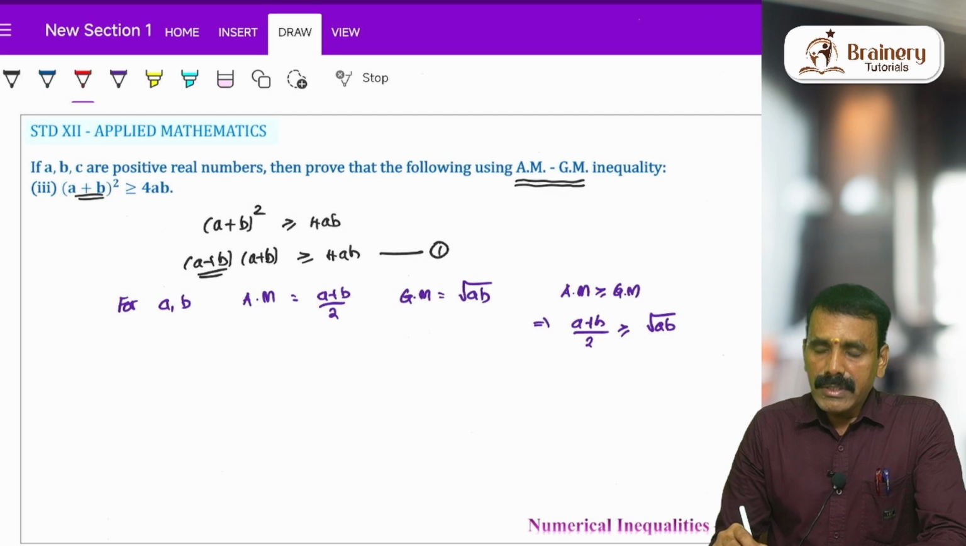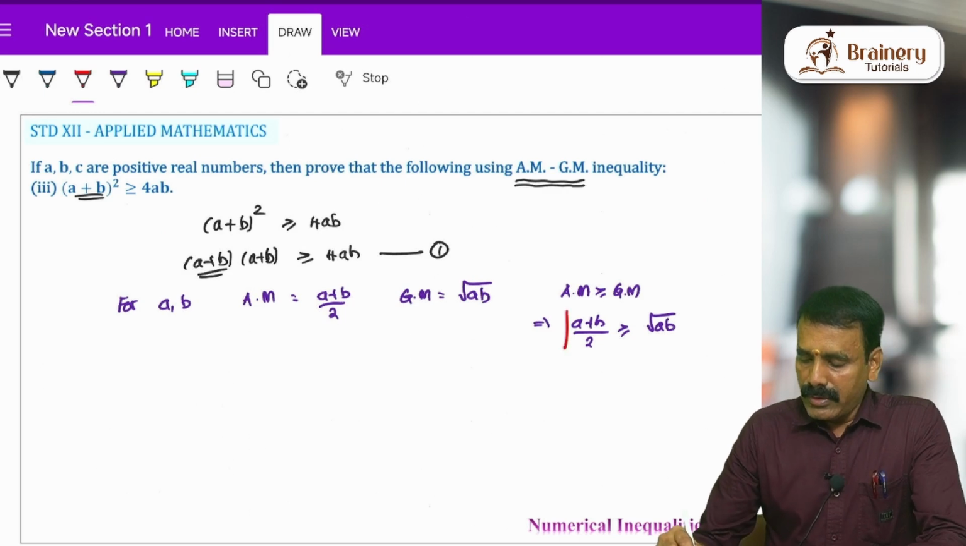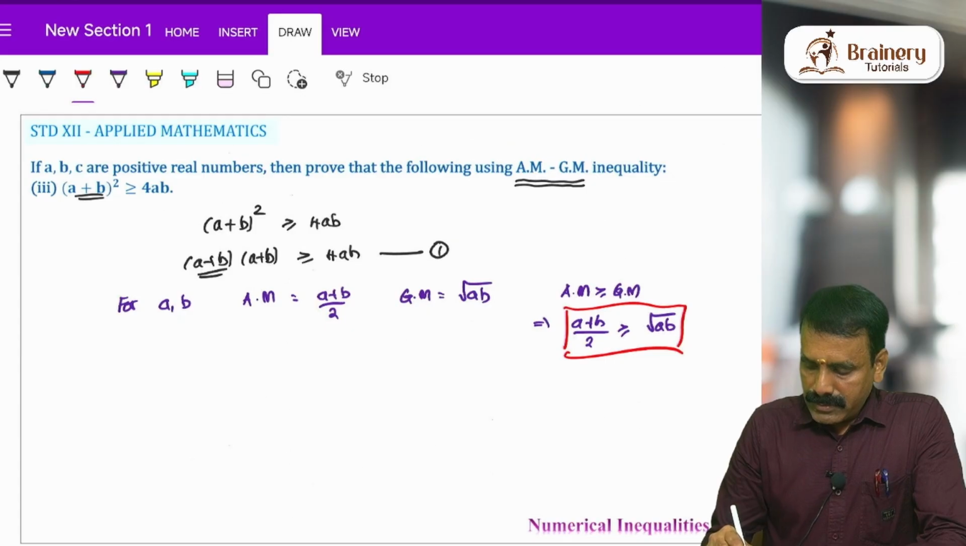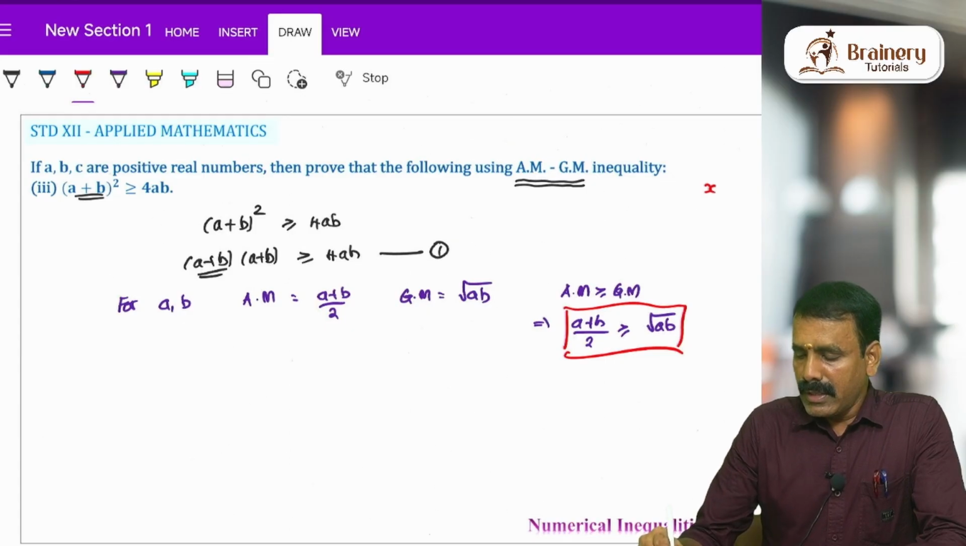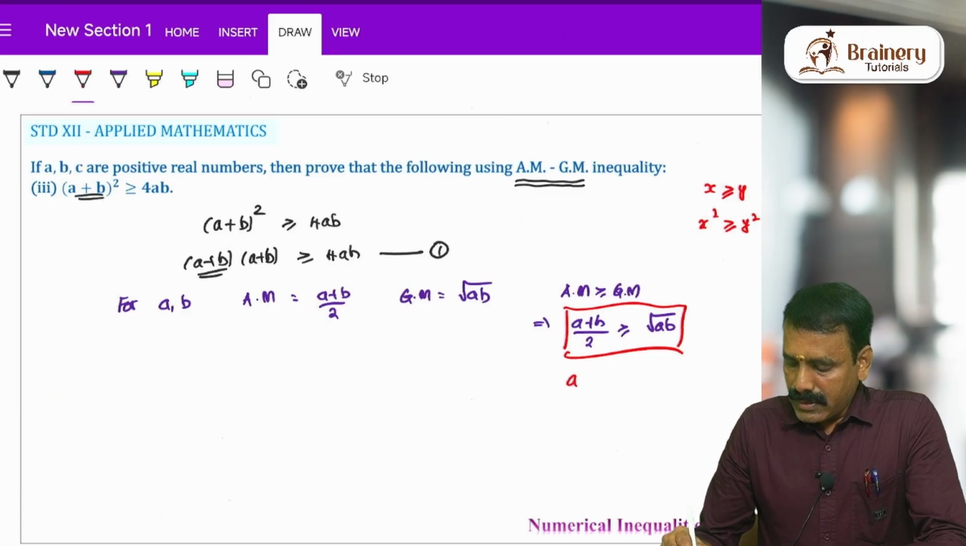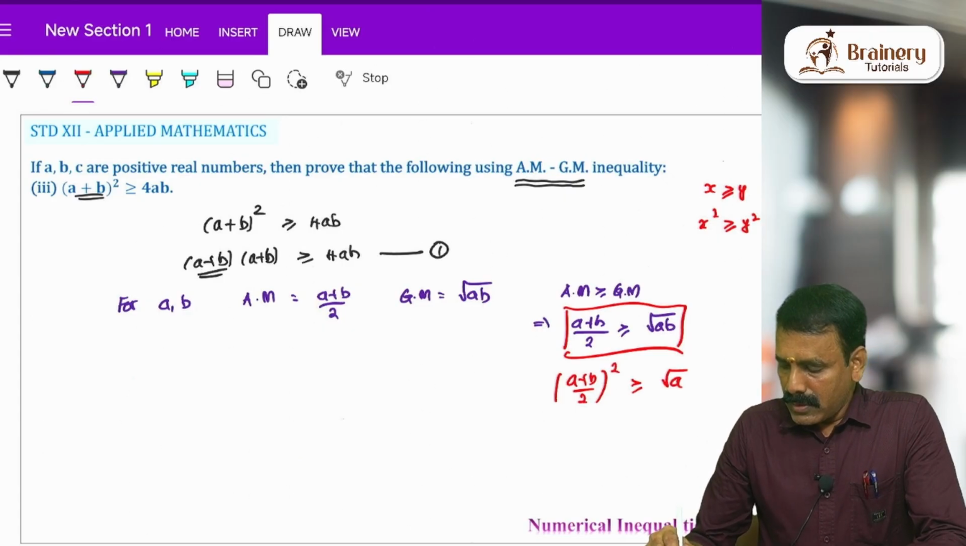Now, for the same A and B, we are going to do the same thing with (A plus B) by 2. So we multiply both sides, or you can take the inequality property: if x is greater than or equal to y, then x square is also greater than or equal to y square. So we consider that inequality property. We take ((A plus B) by 2) whole square greater than or equal to (root of AB) the whole square.